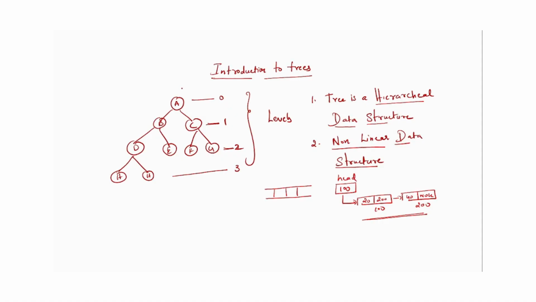For example, you can take A as a director of a company. Then you have B and C, they are presidents of a company, and here you have D, E, F, G, they are vice presidents of a company, and H and I, they are managers of a company. So there are various levels in trees, and trees are hierarchical in nature.